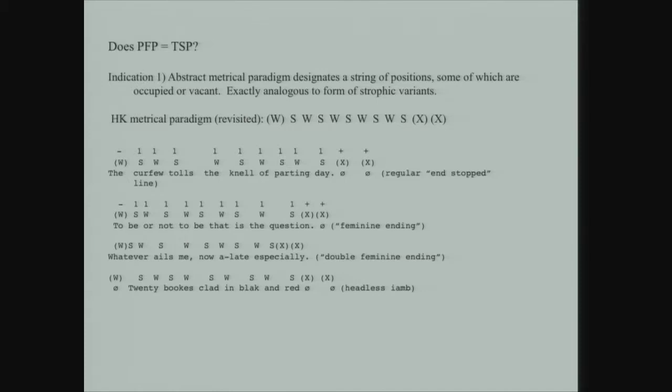So we're going to assume that something like "The curfew tolls the knell of parting day" is the unmarked, unproblematic case. But then you also have lines like "To be or not to be, that is the question," with a so-called feminine ending. And that means that X position there is occupied. It's there for you if you need it, and it is used for that line. And then there's another one with a so-called double feminine ending, "Whatever ails me now, late especially," that occupies both.